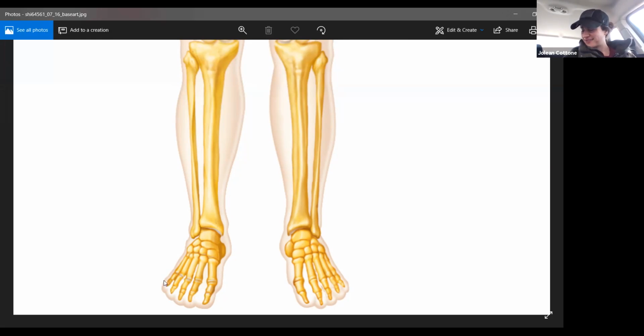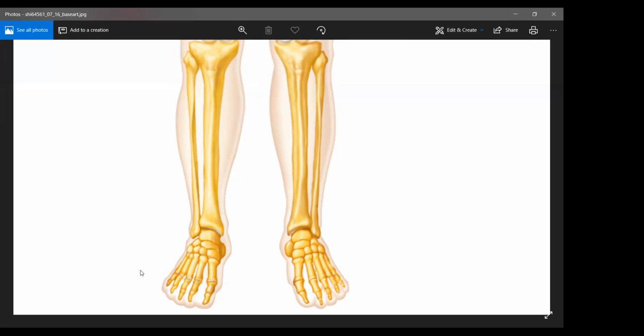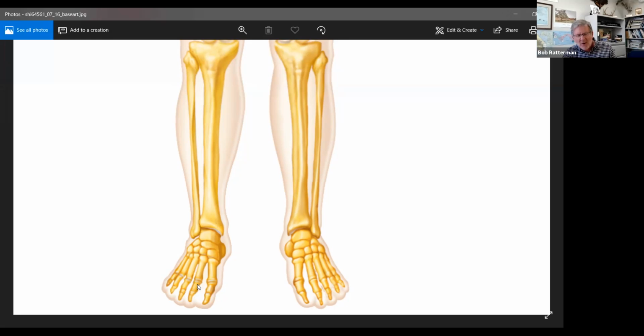Now, why is it not 5? John's like, well, I have 5 fingers. There they are. 1, 2, 3, 4. That's not what I'm asking. Because there's more than 1 phalange per toe or per finger, right? There's 3 phalanges per toe, except for the thumb and the big toe, which have 2. So 4 times 3 plus 2 equals 14. There's 14 phalanges in each foot. There's 14 phalanges in each hand.